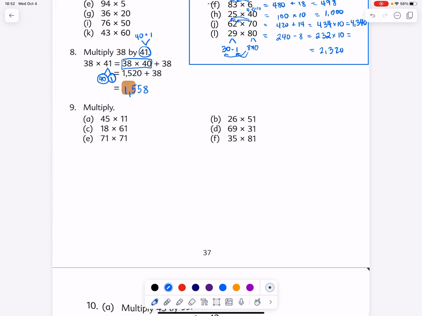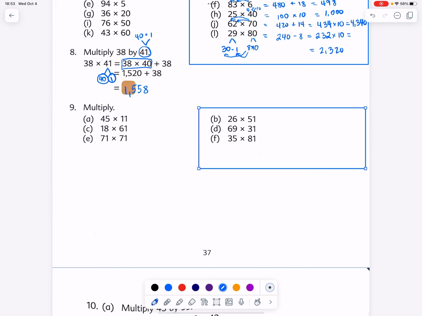I am going to show you how we do examples B, D, F. I'm going to pick up a different color right here. So let's do this box. Again, as always, I demonstrate B, D, F, H and you do A, C, E, G, I, K, and so on. So again, we need to multiply. Look at those beautiful factors. Times 51, times 31, times 81. It is much easier to think of them as 50 and one more, or 80 and one more.